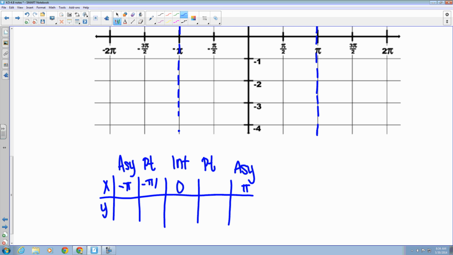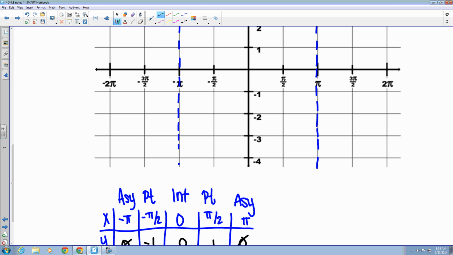First off, the x values we can do. The asymptote is undefined and the intercept is 0. Easy. But the points, remember I just said one will be positive and one will be negative. If tangent is always increasing, that means that the first point is going to be negative and the second point will be positive.